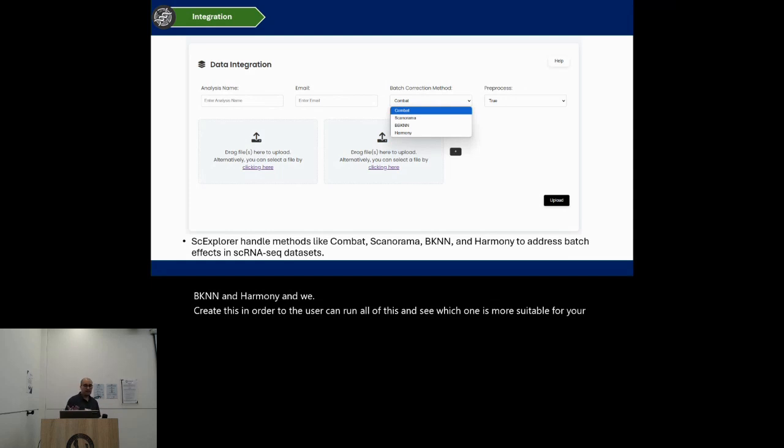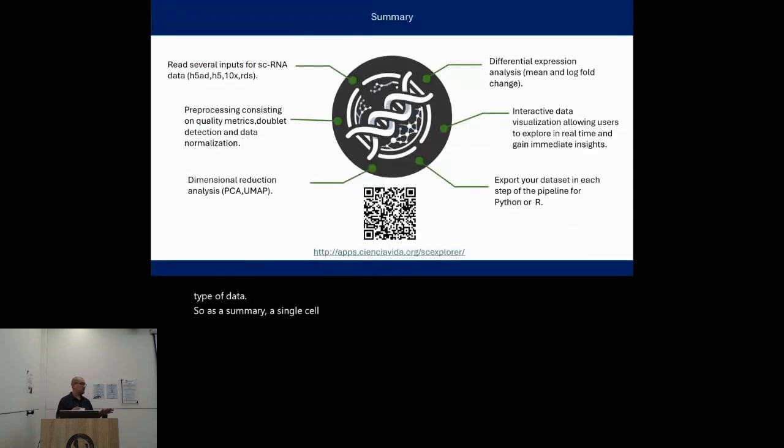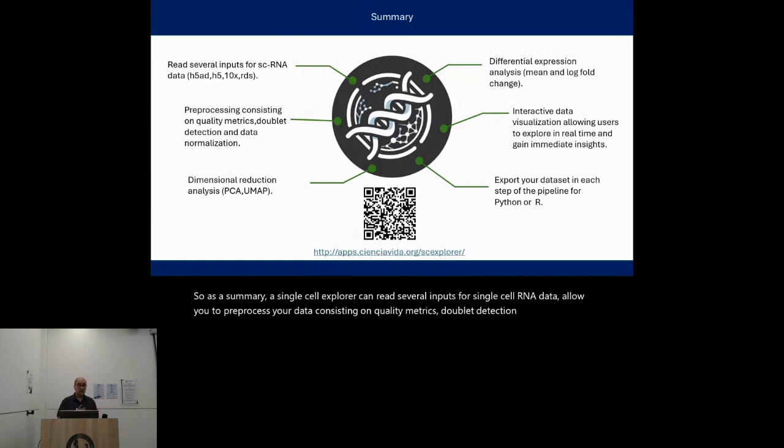So as a summary, scExplorer can read several inputs for single-cell RNA data and allows you to pre-process your data, consisting of quality metrics, doublet detection, and data normalization. You can perform dimensionality reductions such as PCA and UMAP, and differential expression analysis such as mean and log fold change. I forgot to tell you that all the plots here are dynamically presented because we are using the library Plotly, so you can gain real-time insight about your data. And you can export your dataset in both Python or R at each step of the pipeline.